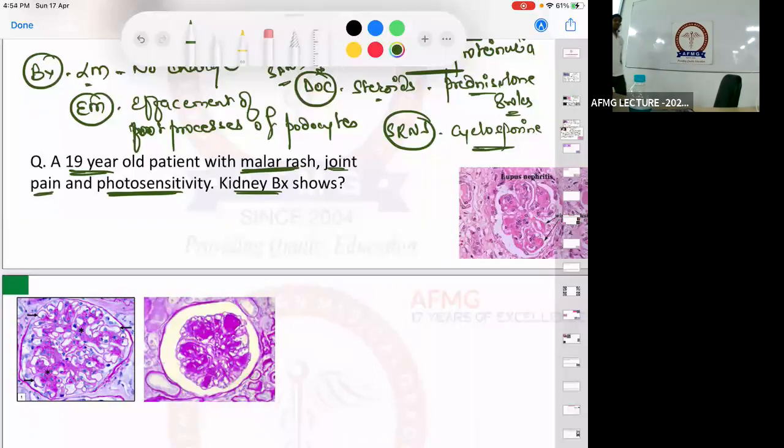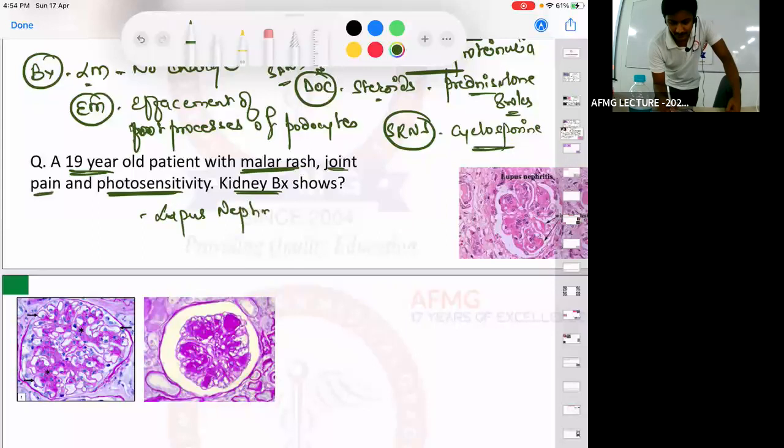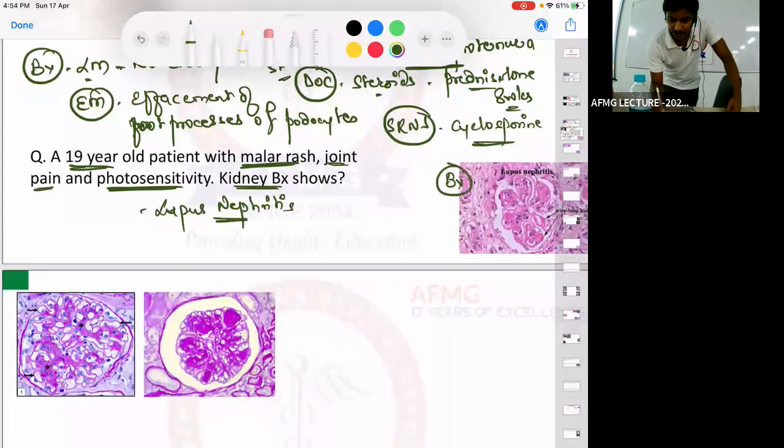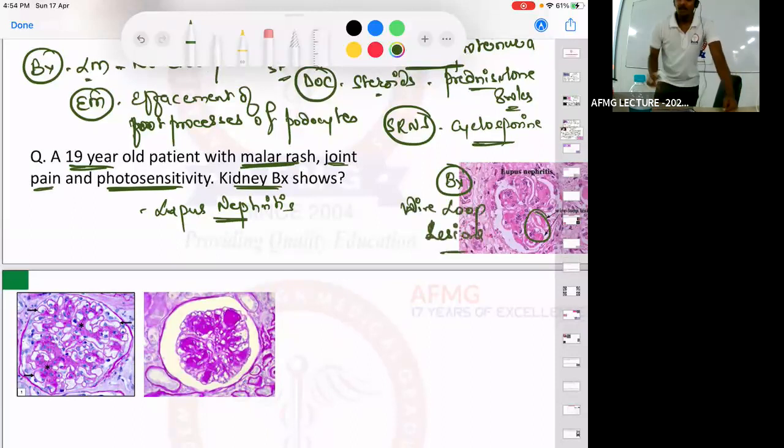And in kidney, what will happen in SLE? There would be lupus nephritis, right? Lupus nephritis occurs. And if a biopsy of lupus nephritis is taken, it will show wire loop lesions. Which type of lesions are seen? Wire loop lesions are seen. Important. Okay? So kidney biopsy of lupus nephritis shows wire loop lesions. And lupus nephritis is seen in which disease? Lupus nephritis is seen in SLE.